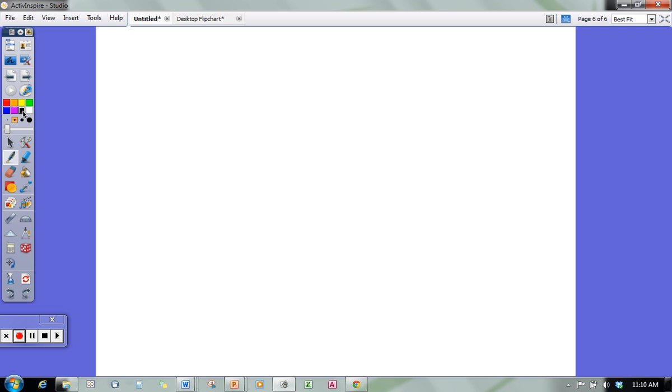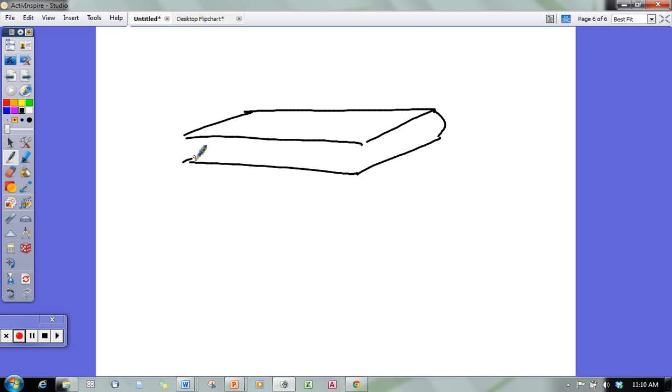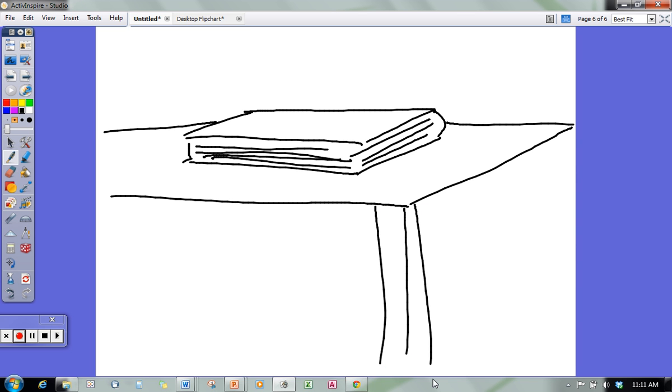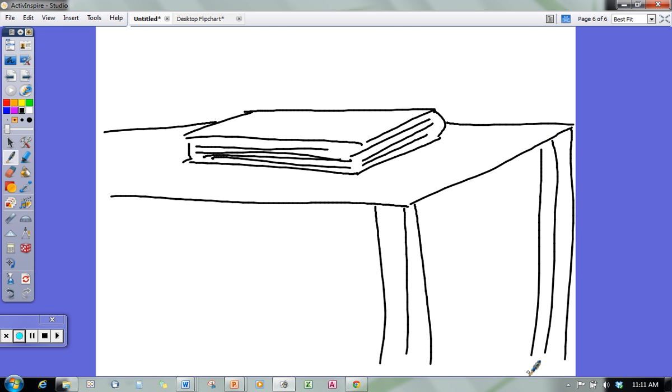Next thing you're going to do is draw your diagram. And what is that book doing? Resting on the tabletop. Okay, there's my book on a tabletop.